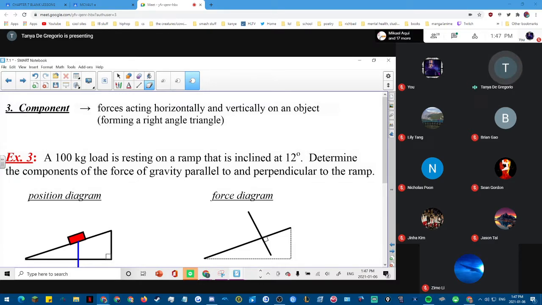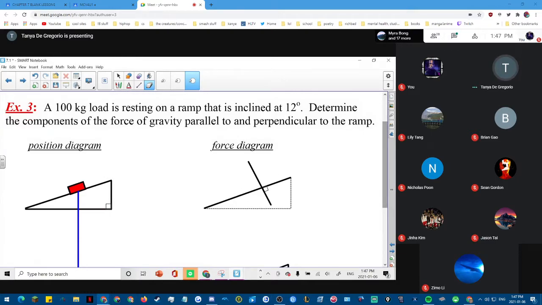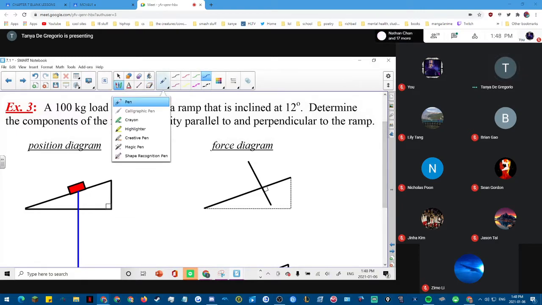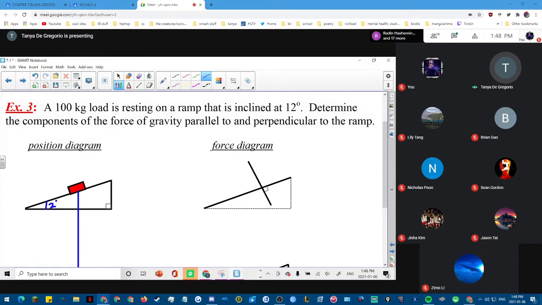So we've got forces acting horizontally and vertically on an object. A 100-kilogram load is resting on a ramp that is inclined at 12 degrees. Okay, there's your ramp, inclined at 12 degrees. Determine the components of the force of gravity parallel to and perpendicular to the ramp.